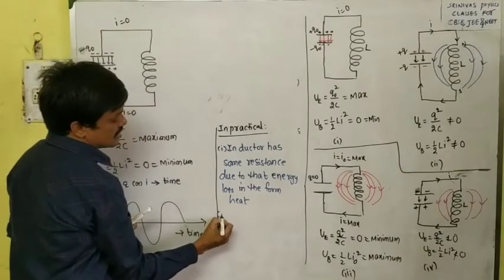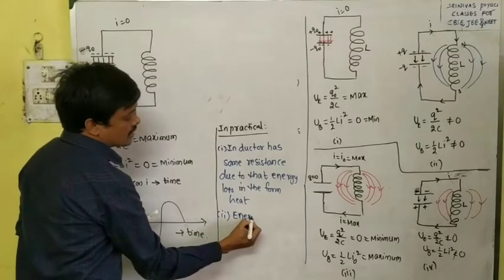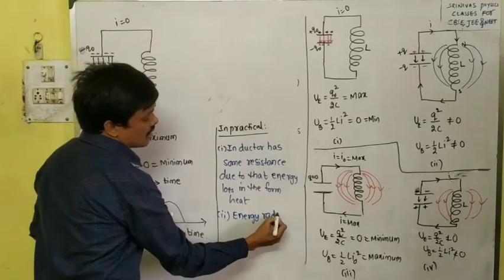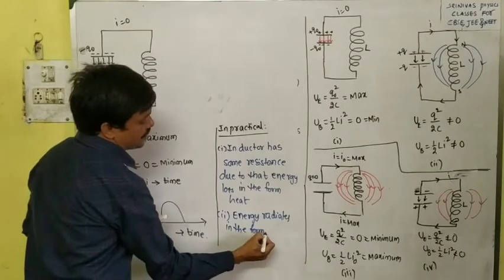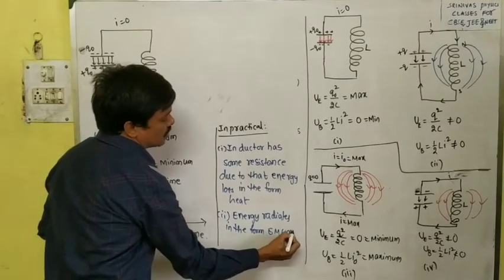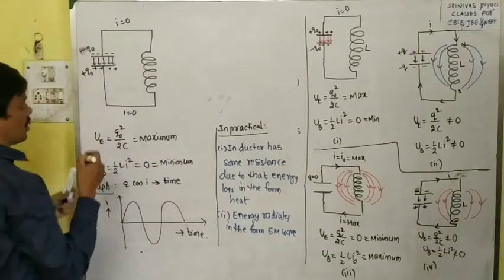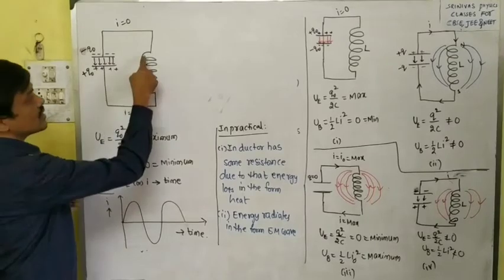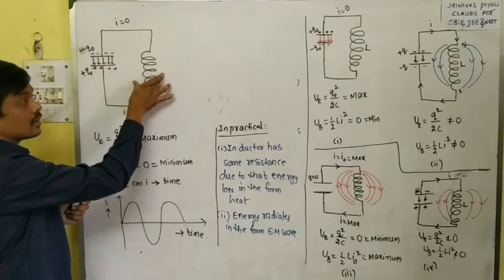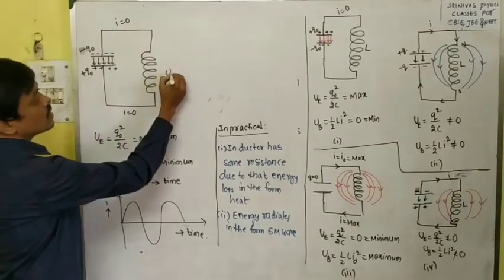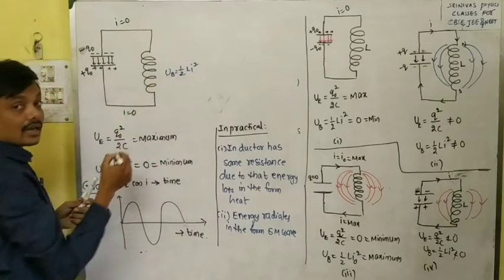The second case is that energy radiates in the form of EM waves. Even if the inductor does not have resistance, energy radiates in the form of EM waves. Okay, because here this will generate a varying magnetic field. When the current varies in the circuit, it can generate a varying magnetic field, because the magnetic energy stored is given by half L i square. When the current varies in the circuit, the energy stored in the magnetic field varies.